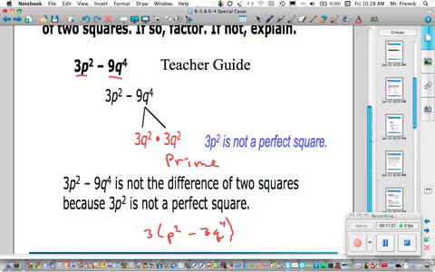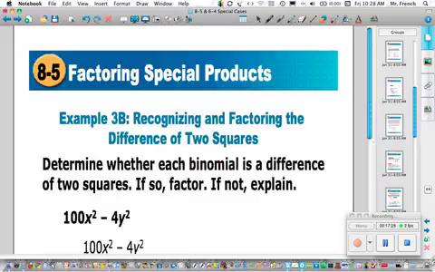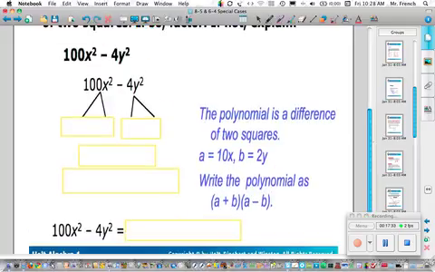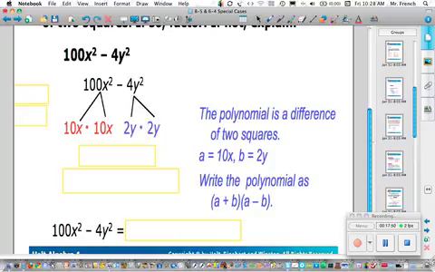Okay, let's go to another problem to practice. Here's our next problem. Ask yourself, is 100x squared a perfect square? Yes. What are the perfect squares? 10x and 10x. Very good. Is 4y squared a perfect square? Yes. 2y and 2y. Very good.